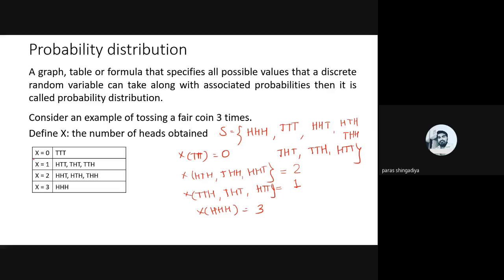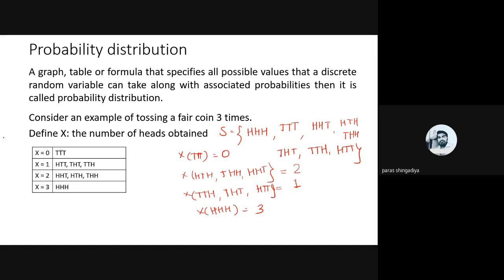So here X equal to 0, what is the meaning of it? We have only one case where there is no head, no head exists. So it is TTT. Then X equal to 1 means one head exists. How many such cases are there? There are three cases: HTT, THT and TTH.